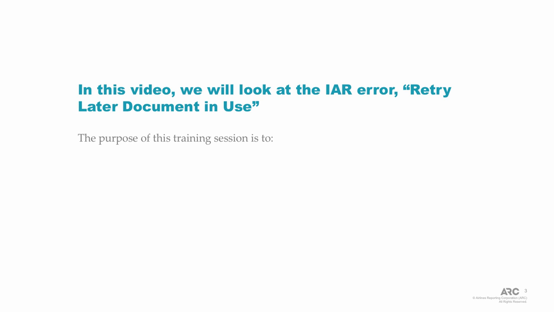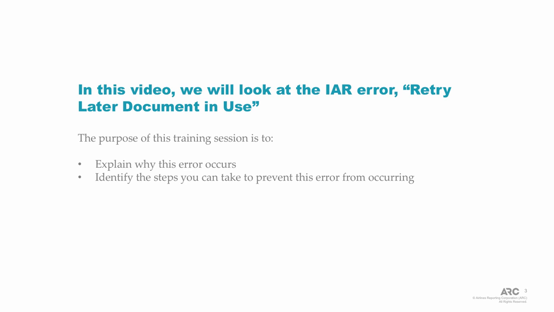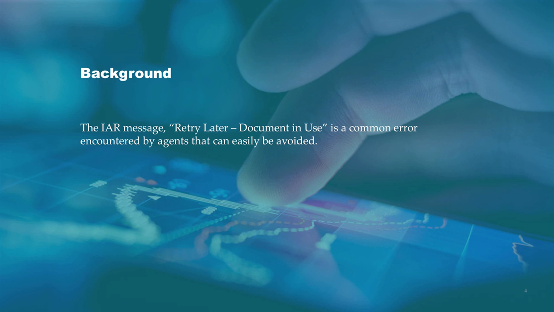The purpose of this training session is to explain why this error occurs and to identify the steps you can take to prevent this error from occurring. The IAR message Retry Later document in use is a common error encountered by agents that can be easily avoided. Here are 3 common reasons why this error occurs.